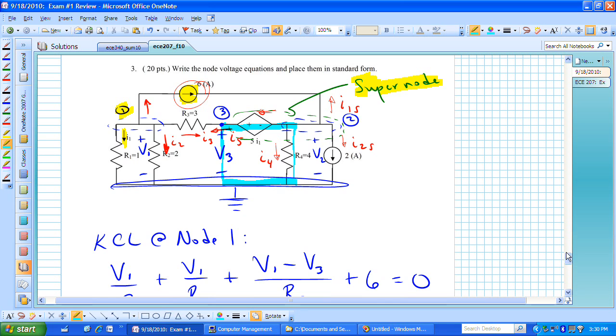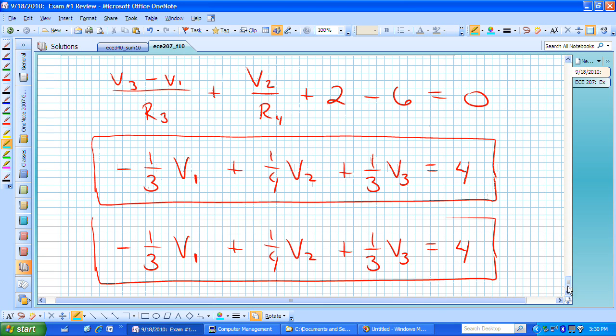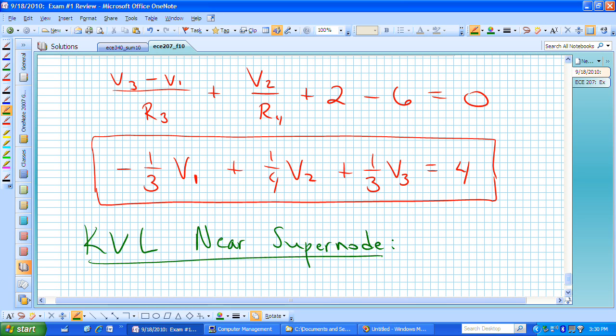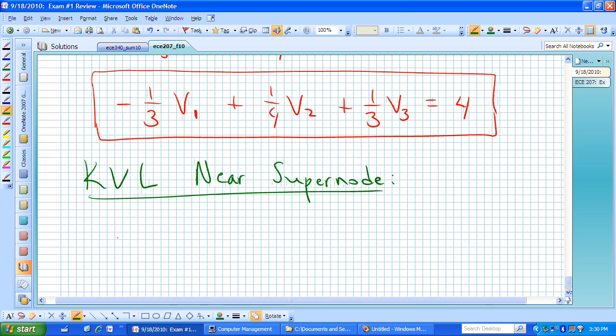Meaning writing KVL near the supernode allows us to then say we have minus V sub 3. We're going into the minus terminal before we hit the positive terminal on V sub 3, plus 5 I sub 1 plus V sub 2 is equal to 0.